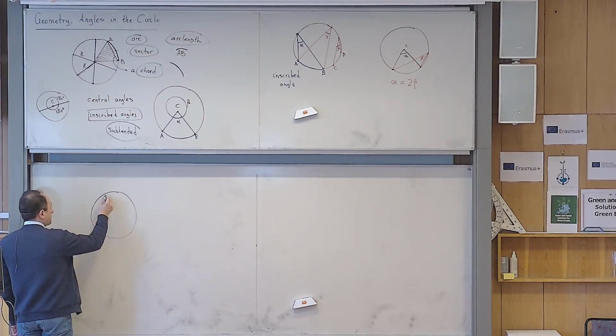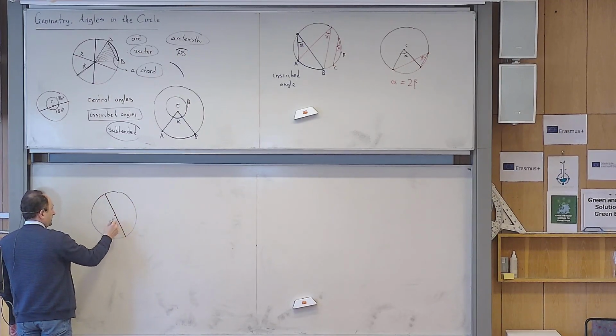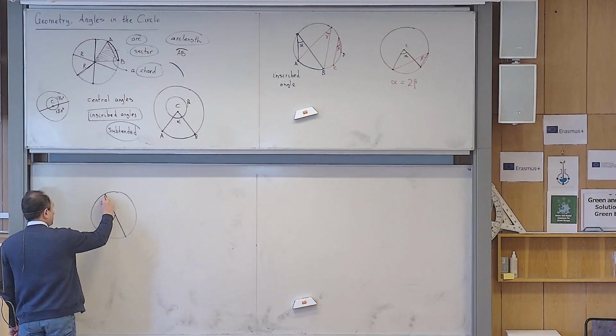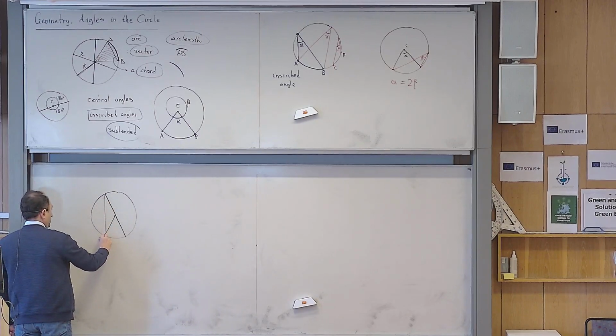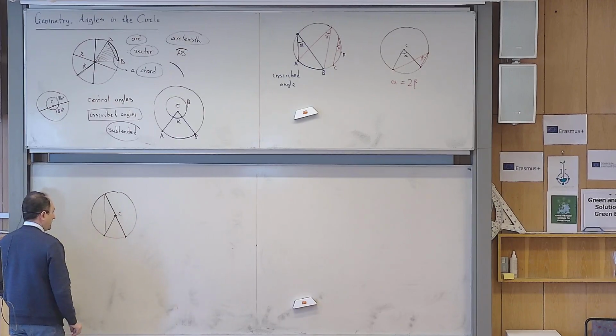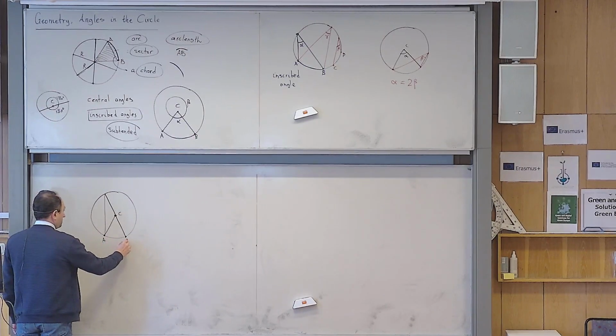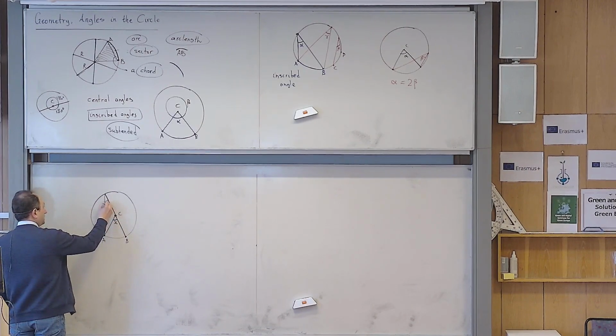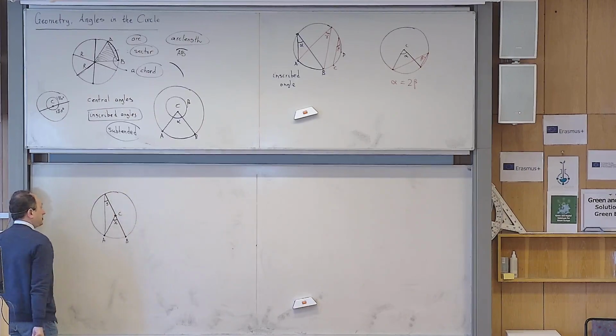Let me take this to be the center and draw a diameter, and then draw this line here, okay? And then let me also draw this line. Okay, so let us try to test your understanding. This is the center, and let me call this A and B. This angle, I want to call it angle X. This angle, I want to call it angle Y.